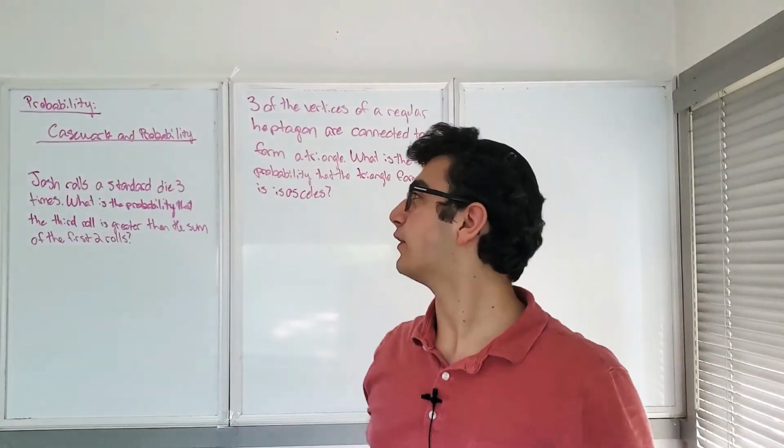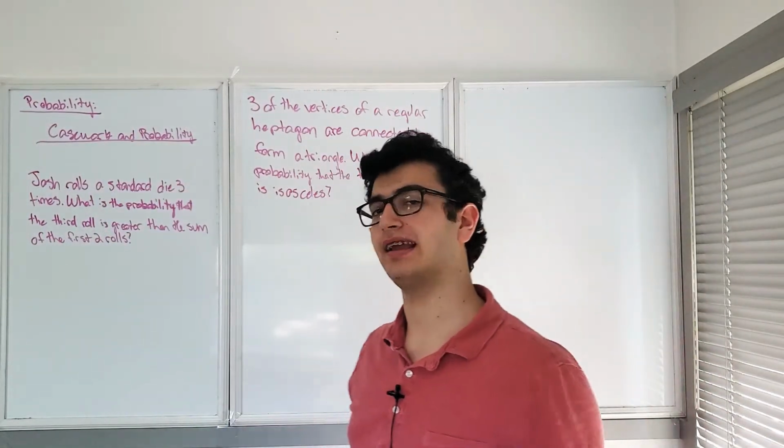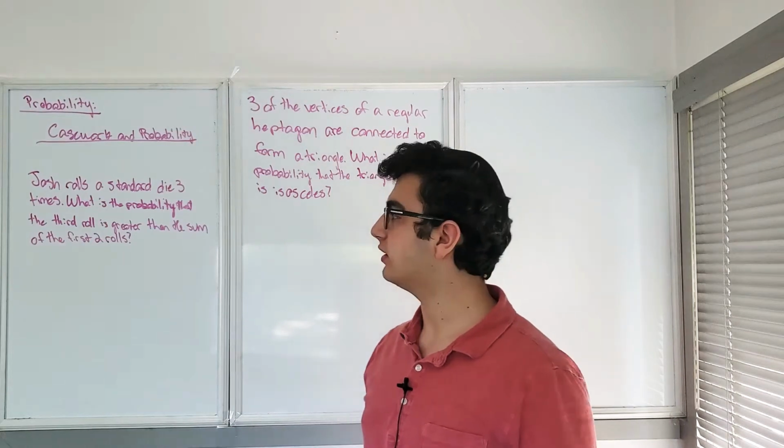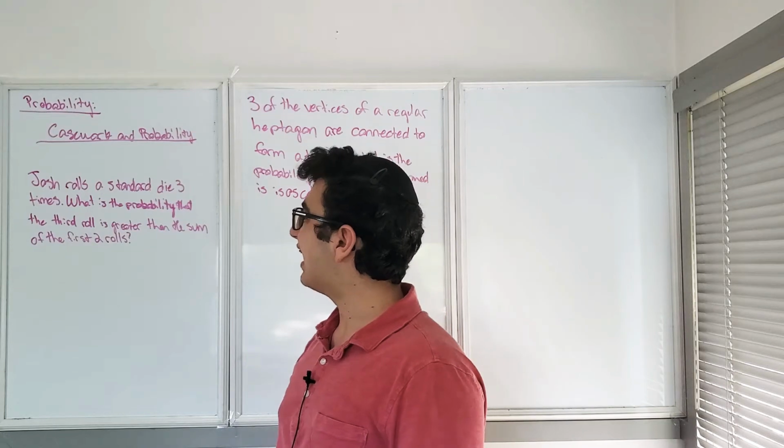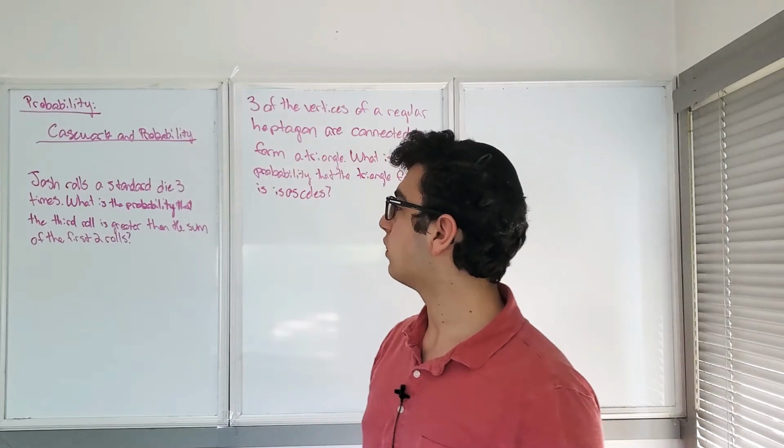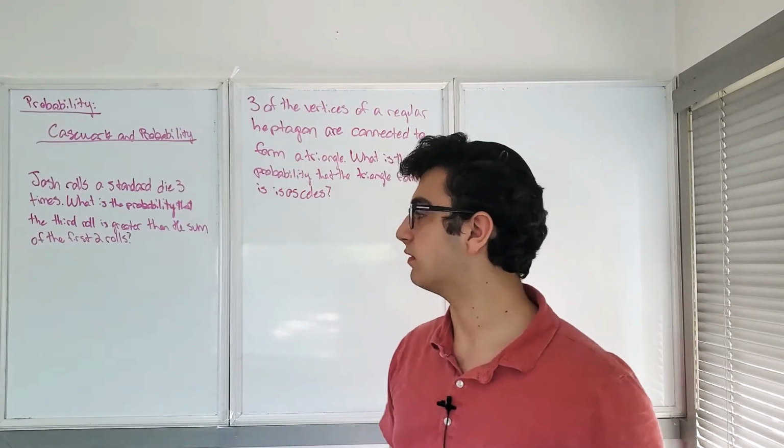In this video, we're going to be going over casework and probability. It can get very tedious and annoying, but you need to know how to do it, and you need to know how to do it well. Josh rolls a standard die 3 times. What is the probability that the third roll is greater than the sum of the first 2 rolls?